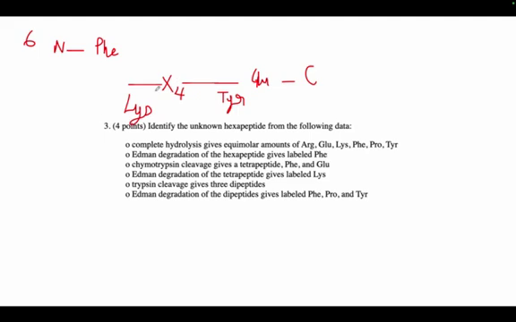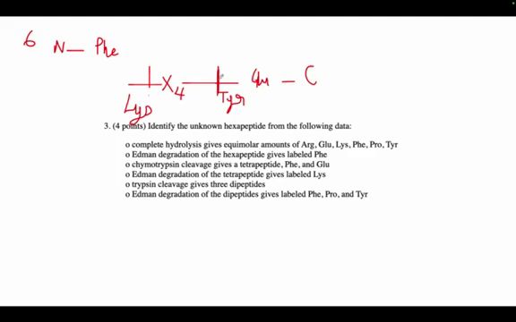Trypsin cleavage gives 3 dipeptides. So obviously trypsin will cleave after this lysine, right? Cleave here. So the one dipeptide will be phenylalanine lysine. Edman degradation of one of the dipeptides gives tyrosine. So this is the other dipeptide, with tyrosine and glutamate.